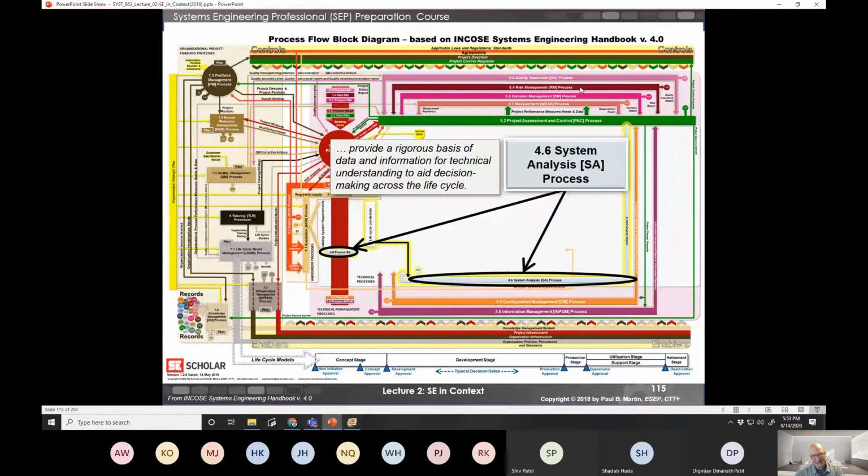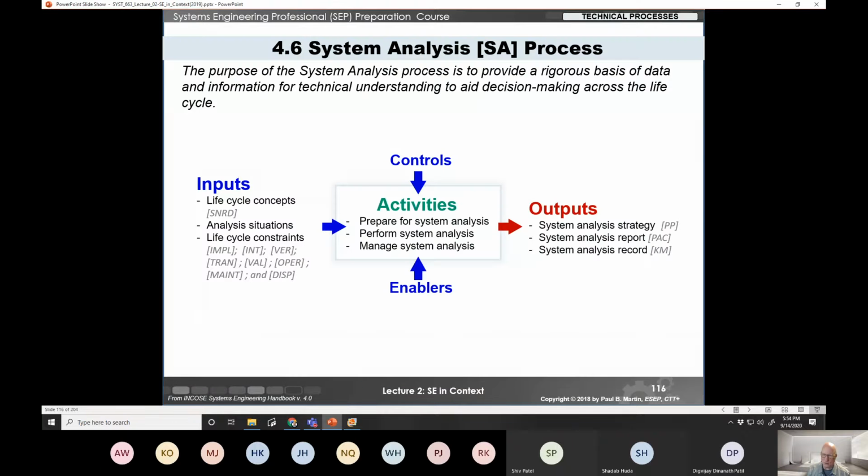Now we're going to get to the last one. What I did is I went into chapter 4, and there's the system analysis process. It was a new process added in version 3 of the handbook, and I didn't know what to do. I already had this diagram for version 3, and I had to modify it. But the more I looked at system analysis, it even says it aids in decision making across the life cycle. So this system analysis is very similar to decision management. It goes across the whole life cycle, and it aids in the technical processes.